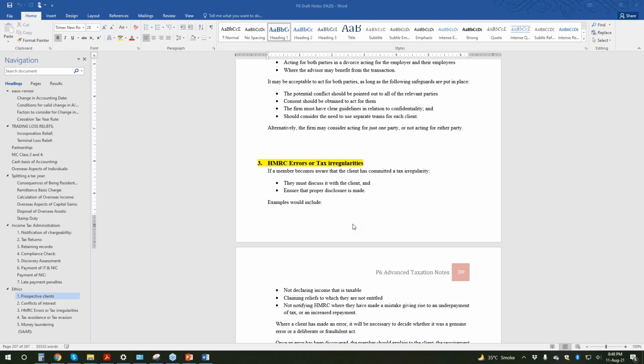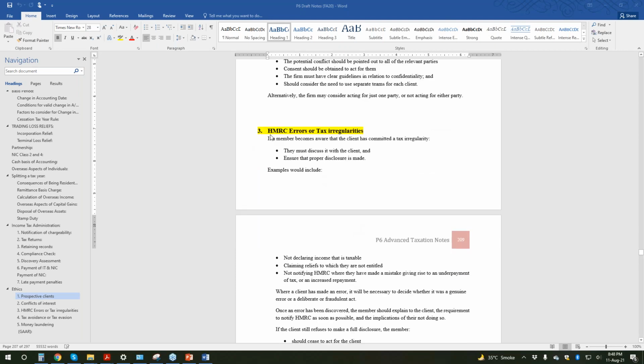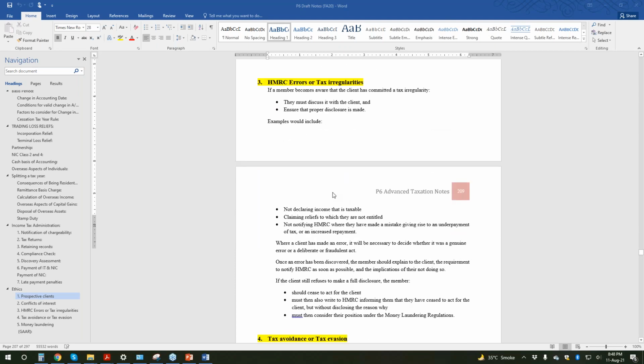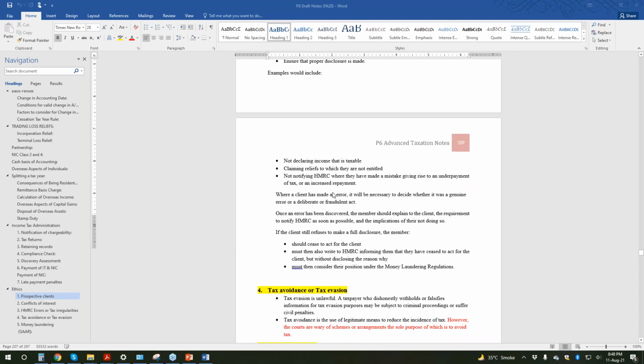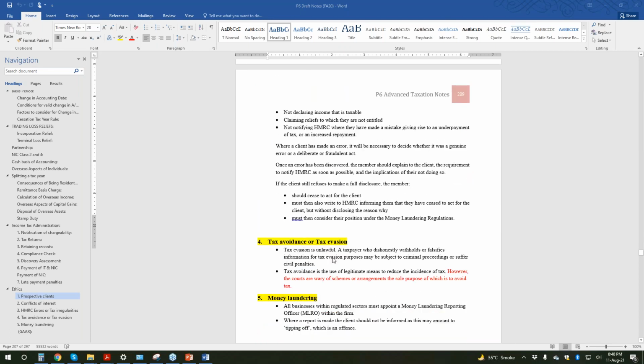Now, this is a pet line that you will read in every second answer of the ethical question, that if the client disagrees, we will stop acting for them as a tax agent and we will inform the HMRC. However, we are not allowed to inform HMRC about the reason. So this line you will find at the end of every answer. So you have to learn this line by heart if the question is on HMRC errors and tax irregularities, which it normally is. The same is the case with tax avoidance and evasion.